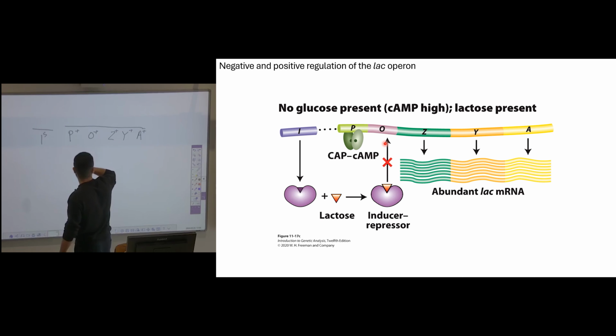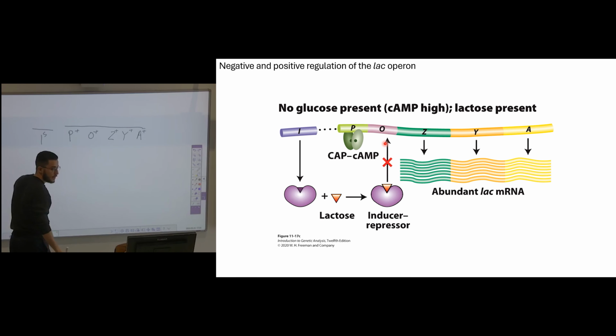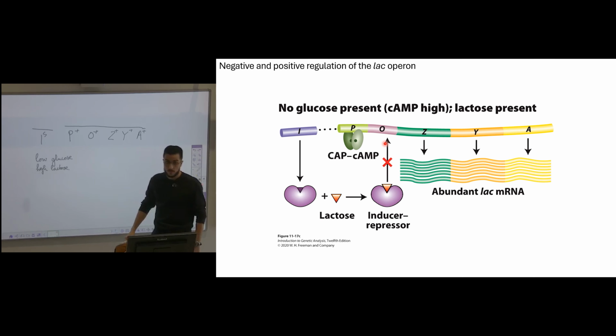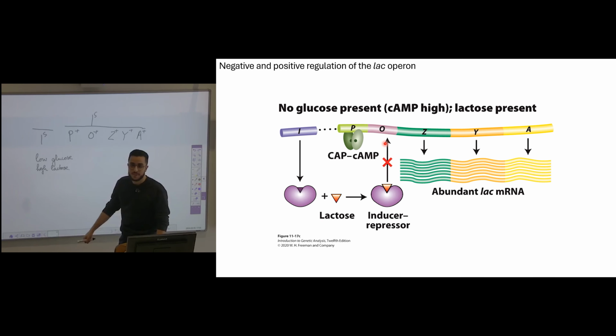So first we have this, and then I tell you that I add low glucose. So there's low glucose and high lactose. Okay, so if you have these parameters here, can you tell me if you're going to make Z, Y, and A? IS will bind here, so it doesn't matter what you have there, okay? Because you have IS binding here, it doesn't matter if you have low glucose, high glucose, in between, lactose, it doesn't care, okay?